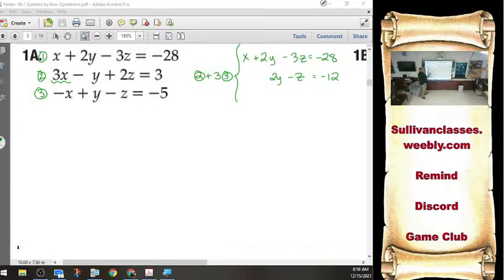Okay. What about this guy? How do I get rid of that one? Just add row 1 to it. So I'm going to say equation 3 plus equation 1. X plus a negative x, gone. 2y plus y, it's 3y's. Negative 3z plus a negative z. Negative 28 plus a negative 5.